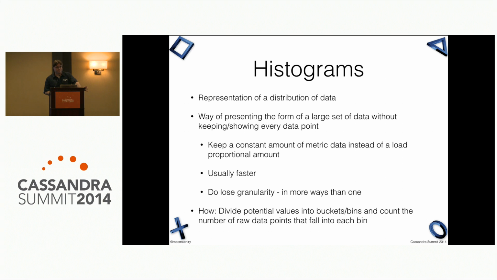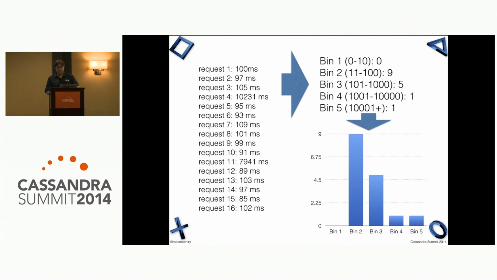Right? Quick recap, what is a histogram? Just for the quick intro, it's a way of representing a bucket of data without having to keep every individual point of data. You can throw a scatter plot up of everything, or you can take a look at the bins and how many counts you have inside of each bin. Why do you do this? It's always the trade-off between speed and data collection versus granularity. So a couple of things to just keep in mind.